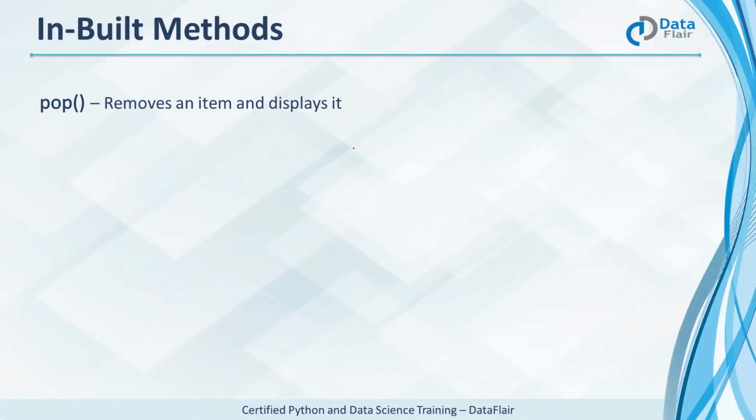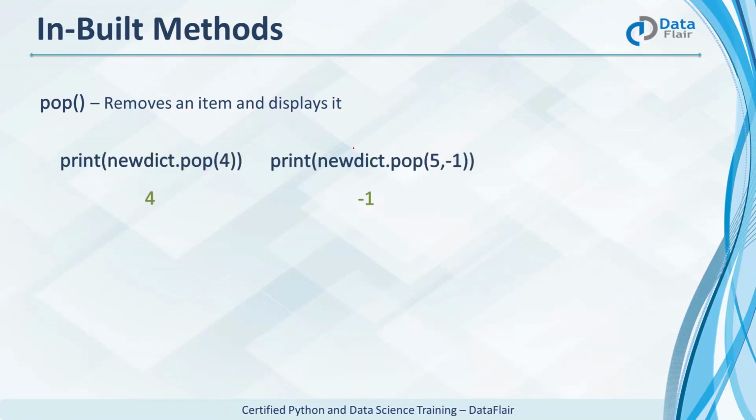Pop lets you remove an item and display what was removed. Let's pop 4, pop 5, but if it doesn't exist in the dictionary, return -1. But if we don't prepare it for such a situation, it raises a key error.